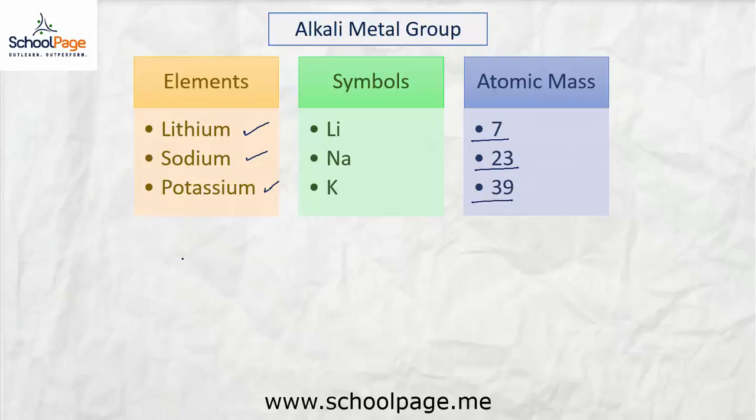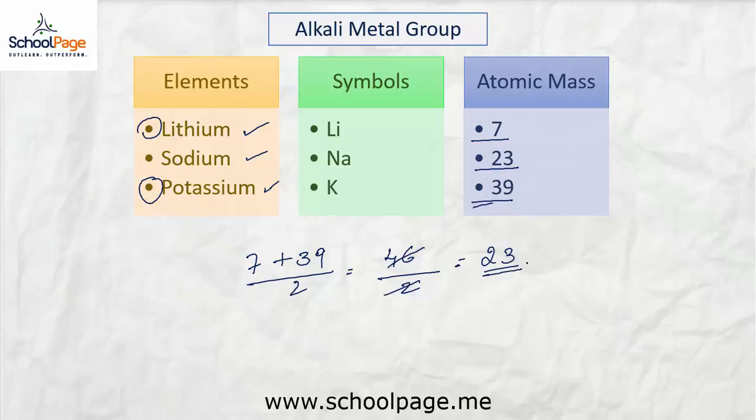Now let us examine if the group obeys the law of triads. Let us first take the first and the last element, that is the atomic weight of lithium, which is 7, plus the atomic weight of potassium, which is 39, and divide it by 2. So here we have 46 and here 2. That gives us 23. Let us examine the atomic weight of sodium. Yes, it is 23. Now you can see that the alkali metal group obeys the law of triads.